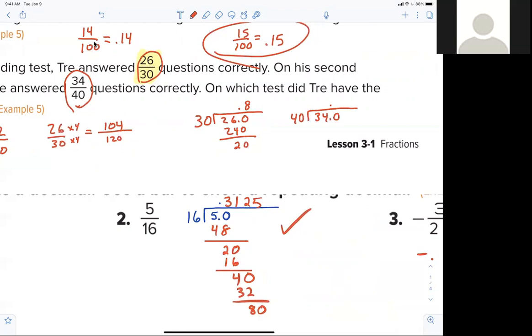Now, I'm not going to continue the division. I'm going to do the other division problem. Please listen. This is how you should be doing it on a standardized test. Now, what decimal do I want to put down? How many times do I think 40 goes into 34?